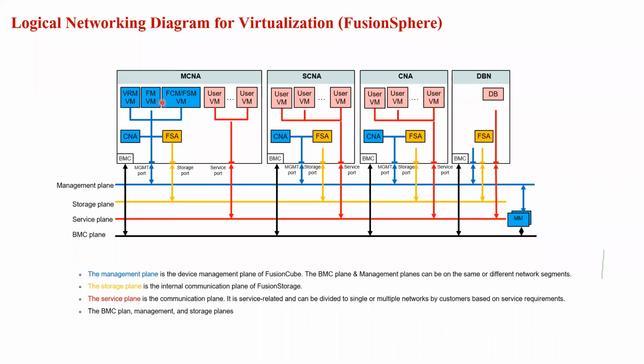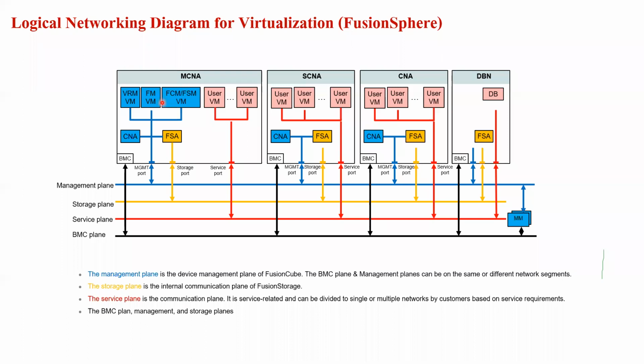So one is the management network. Management network means the OS management network. Sometimes we get confused between the management network and the hardware network, right? Sometimes we consider the management network as a hardware network. So management network means the OS management network. The second one is the storage plane network. Okay, so the storage plane network here will be the internal common part.